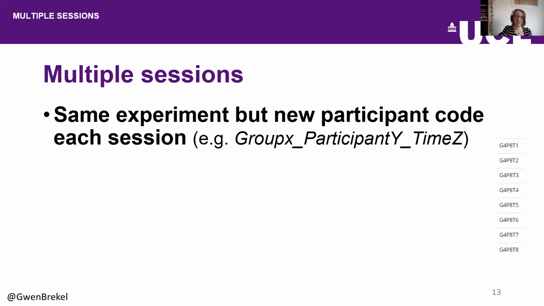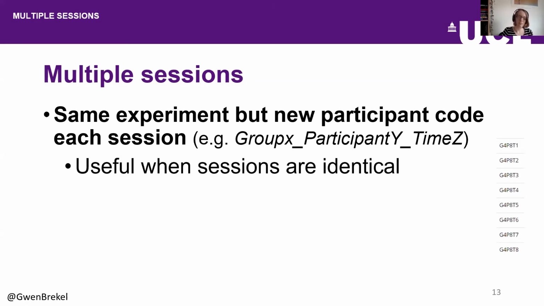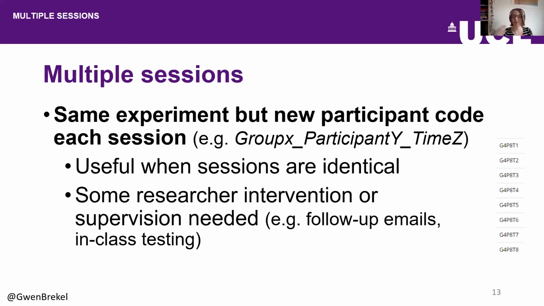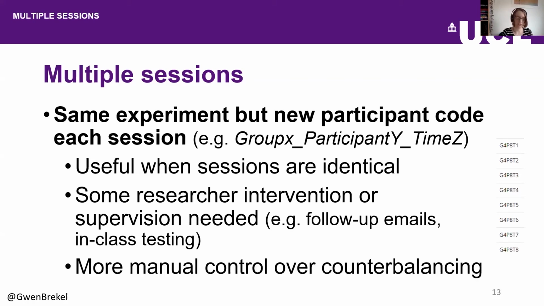Then the final option that I've used is to have the same experiment, but use a new participant code each session where the code indicates what session they're on. And this is something which you could use if your sessions are identical, because you're using the same experiment, so they're going to get the same tasks. But again, it does need that extra level of researcher intervention of sending out the right information. And it does give you more manual control over counterbalancing in return. So there's a trade-off here.